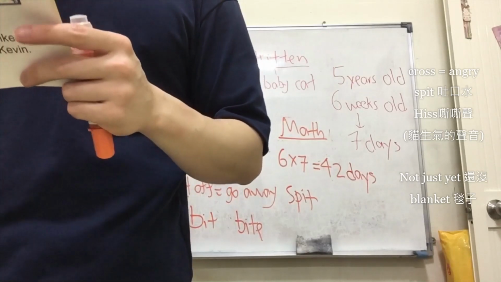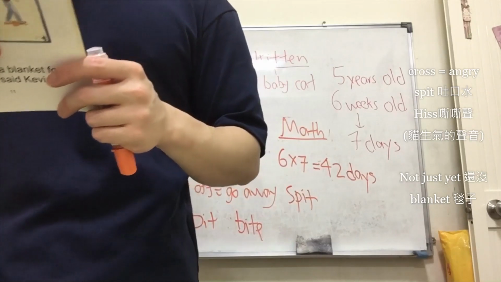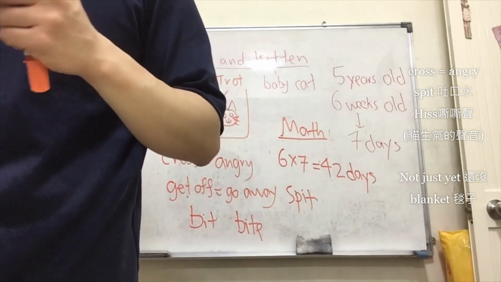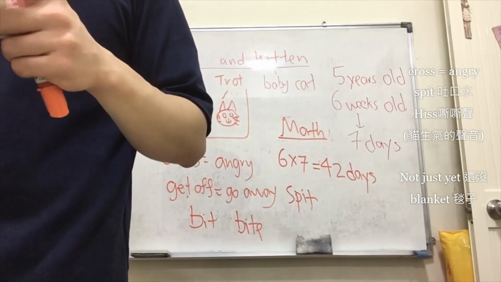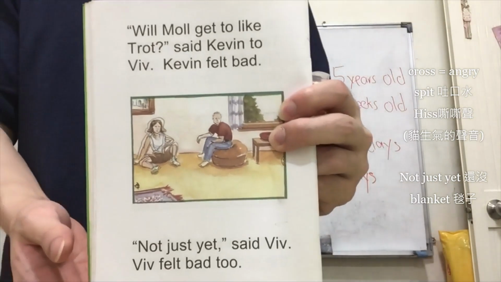So the next page, will Moll get to like Trot, said Kevin to Viv. Kevin felt bad. Not just yet, said Viv. Viv felt bad too. You okay?